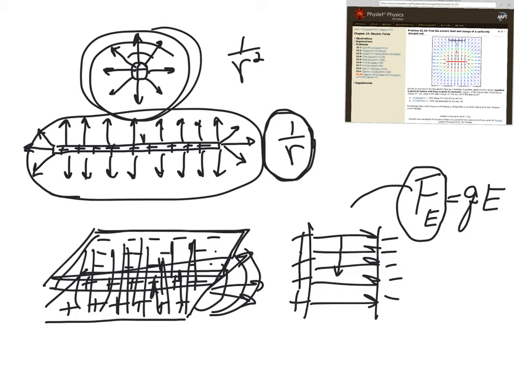And the same way with the plates. The plates have to be big, because if you have two plates and you're near the edge, the field isn't going to be uniform. So you have to have two plates close together that are fairly large to get this uniform electric field. Okay, this is going to come up again in future assignments and labs, so it's worth knowing.